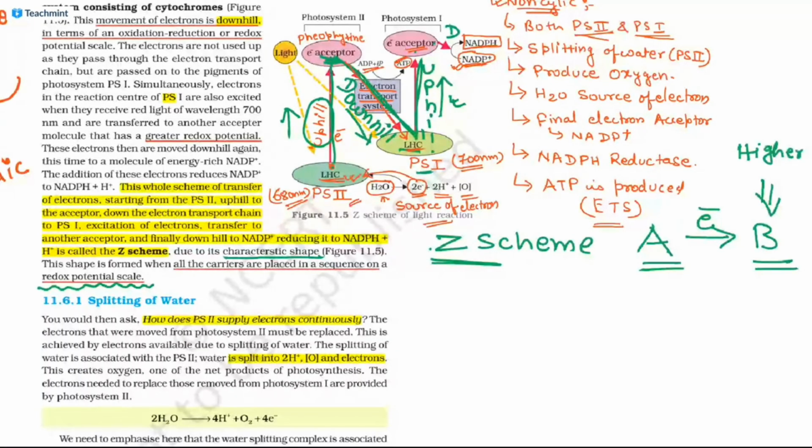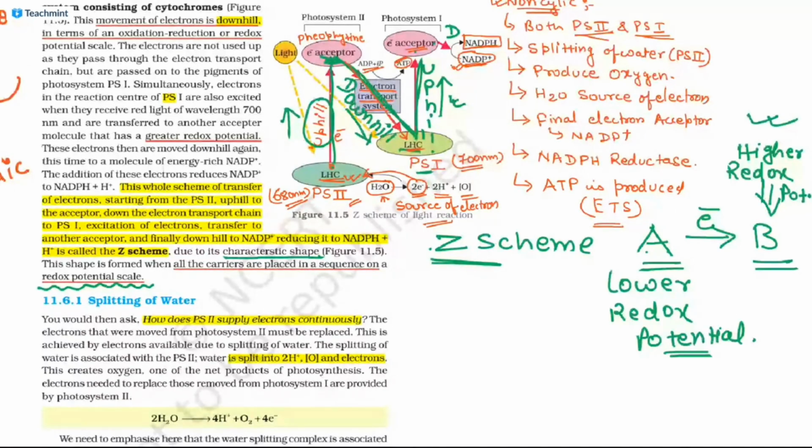See, remember, whenever an electron moves from A to B, B will have higher redox potential and A will have lower redox potential, right? Electron always moves from lower redox potential to higher redox potential. So the movement of electron is on the basis of the redox potential. If I sometimes say electron potential, that's a mistake; just consider I'm saying redox potential. Is it clear? Yes.